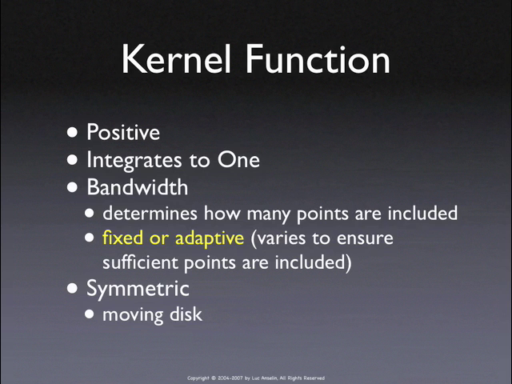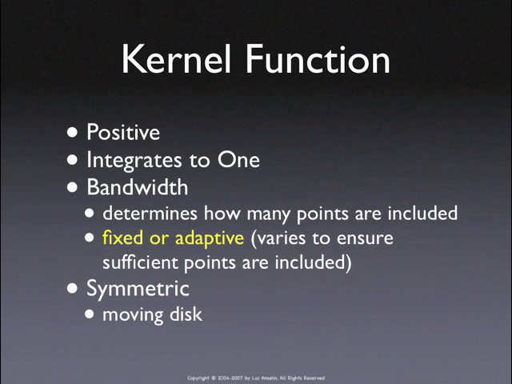The function itself, because it has such a connection to a density function, has to be positive, has to integrate to 1, and is typically symmetric as well. Now, in the case of spatial data points, it's actually pretty easy because these are circles. You can think of them as a disk moving over the points, and then the points that are inside the disk get moved into this k function and somehow transformed into a value, the density. The bandwidth determines how many points are included.